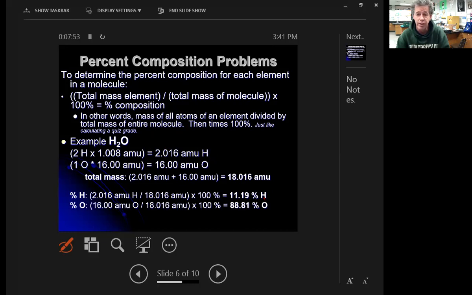You can repeat that with oxygen. 16 divided by 18.016 times 100 is 88.81% oxygen. You could also just take 100 and subtract 11.19 from it and get the same answer.